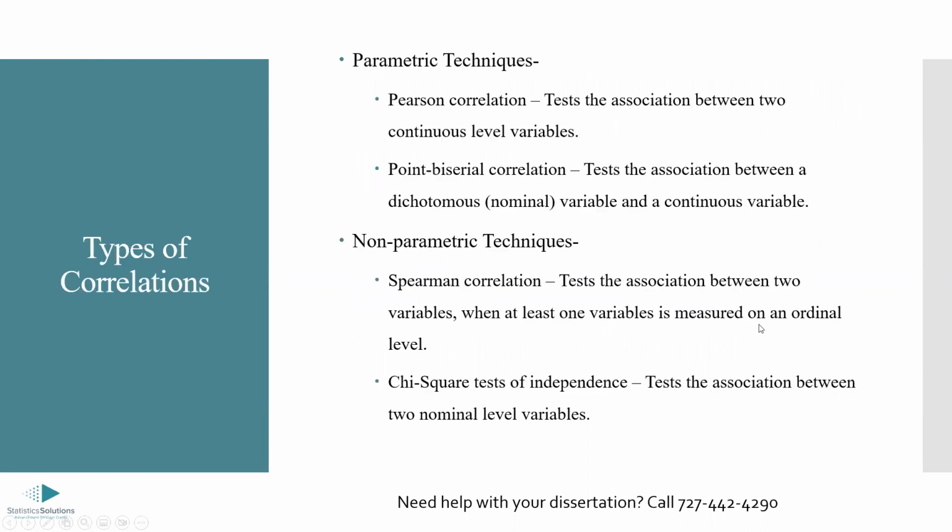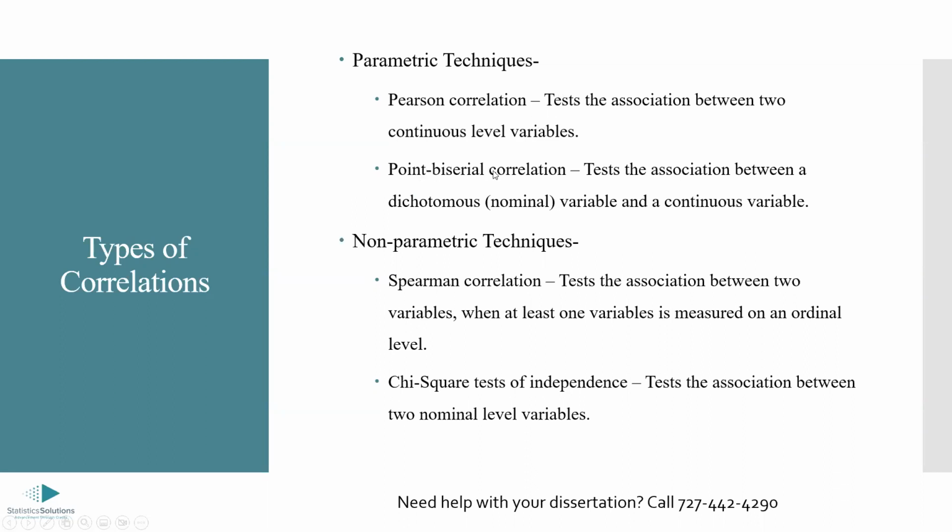Okay, so looking at correlations, which are used when you're looking at the association. Typically, you don't have to have independent, dependent variables. You just need to have two variables of interest. And we branch this into parametric techniques and non-parametric techniques. So the first one is a Pearson correlation, and this is used when you're looking at the relationship between two continuous level variables. So if you're looking at the relationship between GPA and a specific test score, you could use a Pearson correlation for something like that.